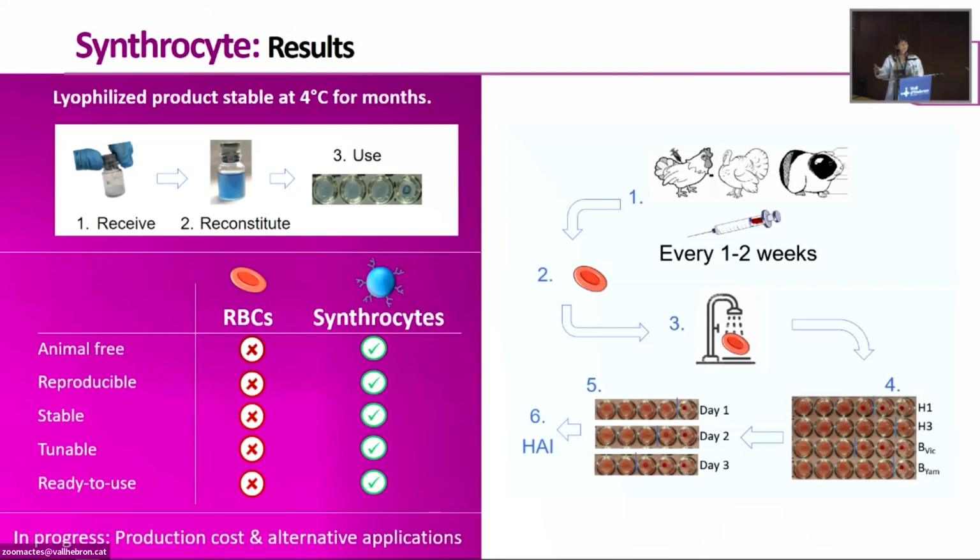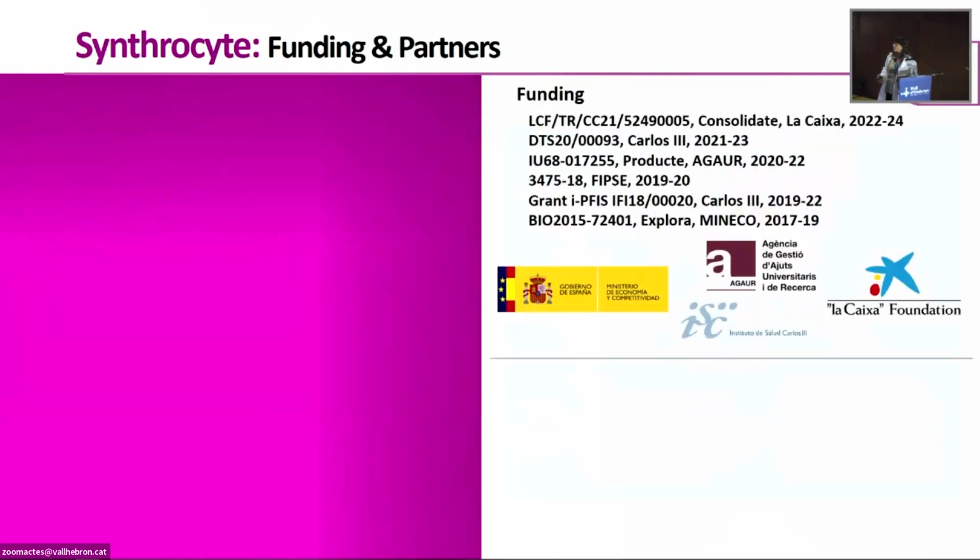What is the conclusion? That we have developed a reagent that seems to be animal-free, more reproducible, more stable, tunable, and ready to use. It seems much better than red blood cells. Ready to transfer? Not yet. It's too expensive. So this year we are working to decrease the production cost to be able to transfer this to the market and to be used by the whole community.